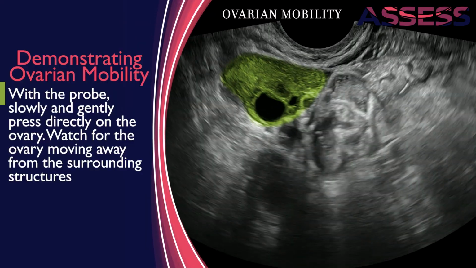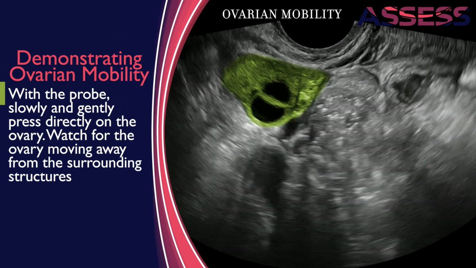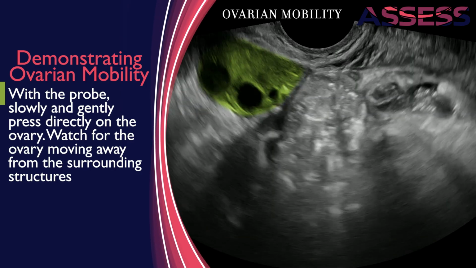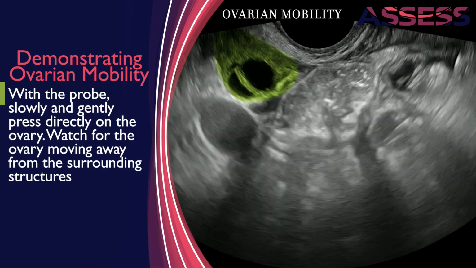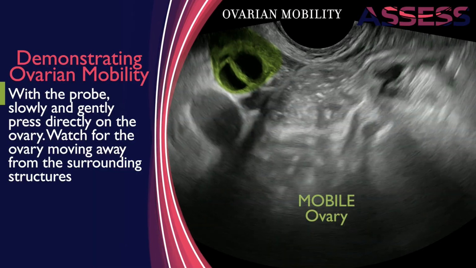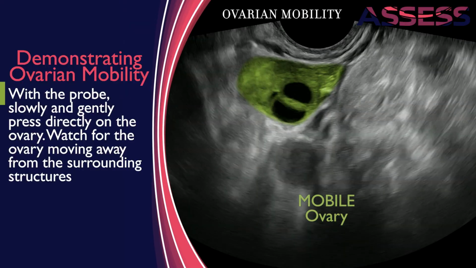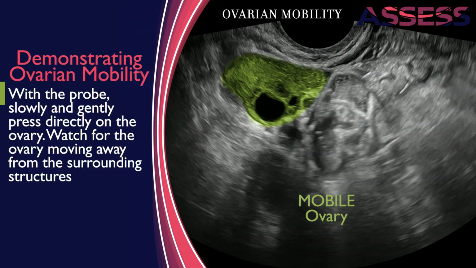It may be easier to assess each side of the ovary individually by pressing between the ovary and the pelvic sidewall, then pressing medially to the ovary between the ovary and the uterus. In this case, you may see the ovary move away from the surrounding structures, demonstrating that the ovary is mobile.